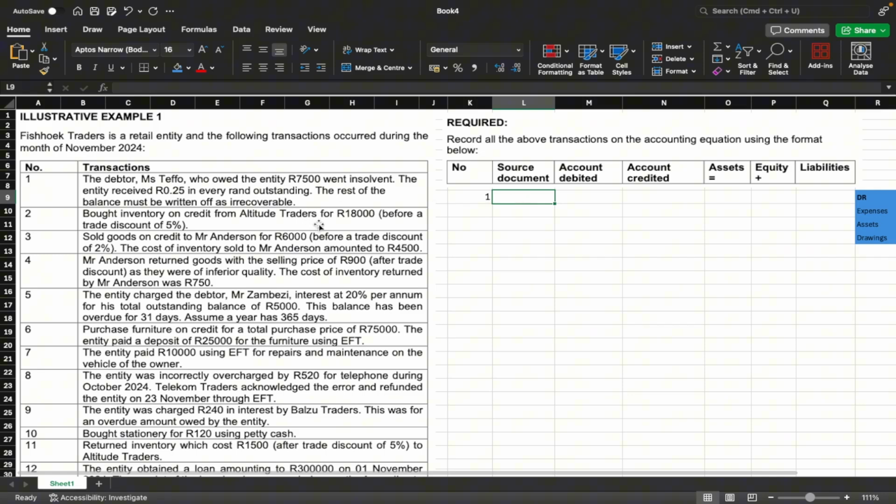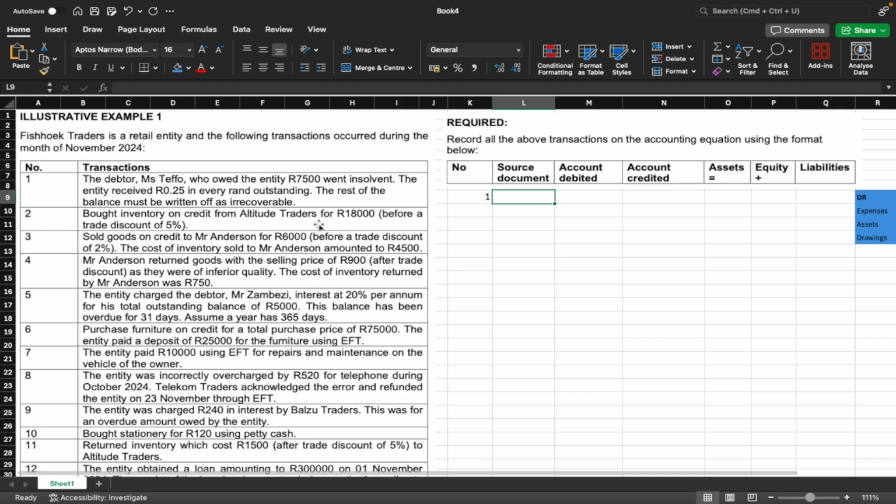Number one, the debtor, Mr. Tefo, who owed the entity 7,500 Rand, went insolvent. The entity received 25 cents in every Rand outstanding. The rest of the balance must be written off as irrecoverable. So you'll usually have a scenario like this, where someone who owed you can only pay you part of the money, and the rest has to be written off as irrecoverable.